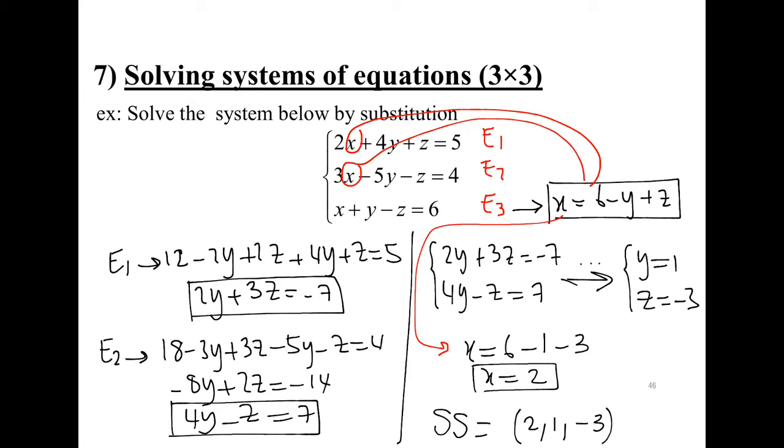This is one element in a set, so we have to put it in braces, or you could just give x equals, y equals, z equals as your final answer. You don't really have to write a solution set anyway, but if you were to write a solution set for the system, it has to be the triplet x, y, z inside braces.